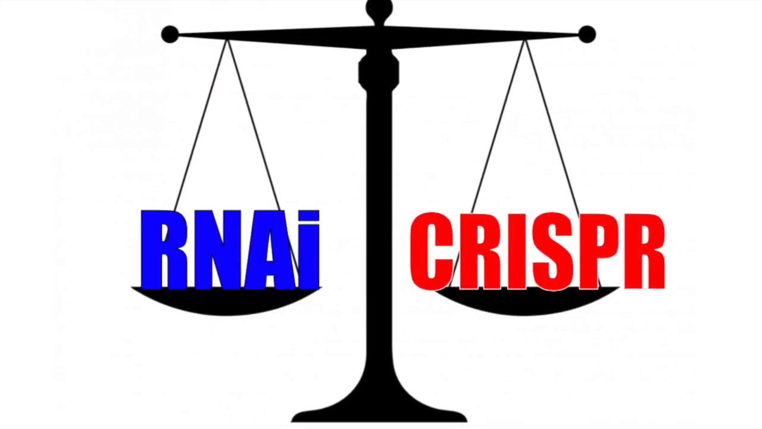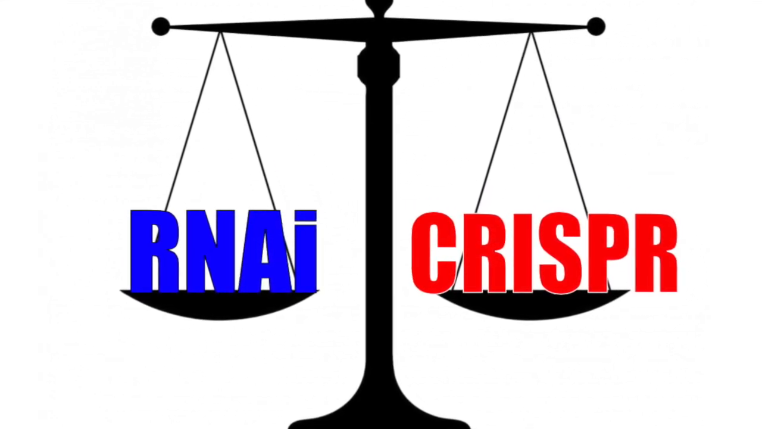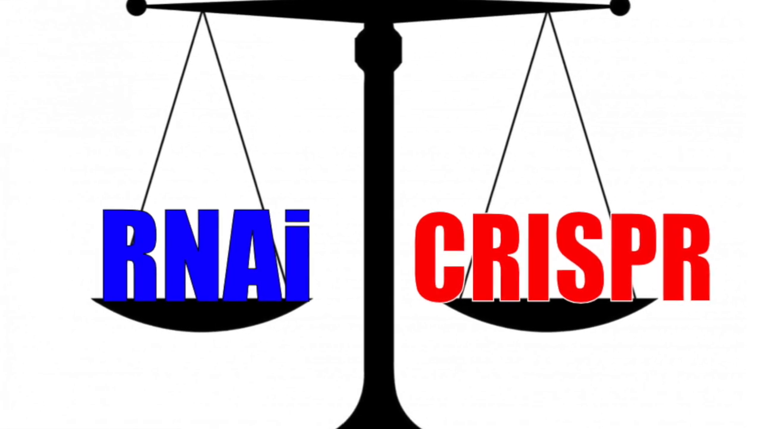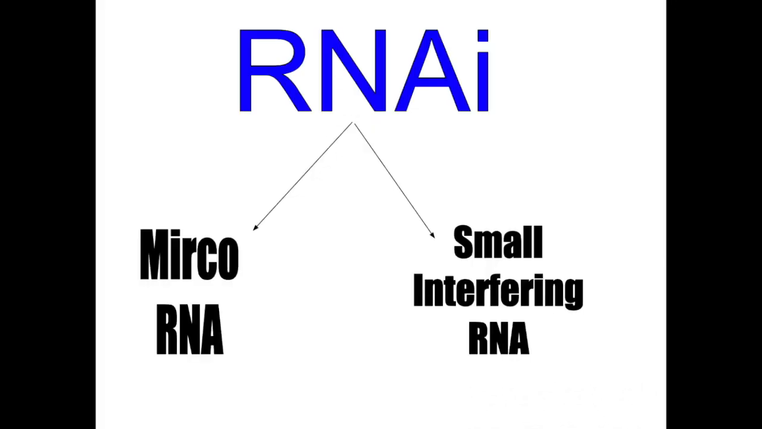The scientist is looking at two approaches, RNA interference and CRISPR. The goal is to use one of these methods to reduce or eliminate the expression of gene A. RNA interference can happen in two different ways. It can use microRNA or small interfering RNA.